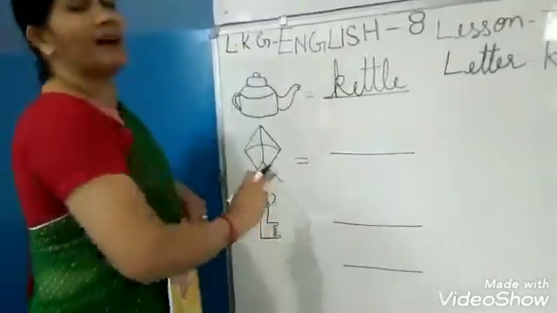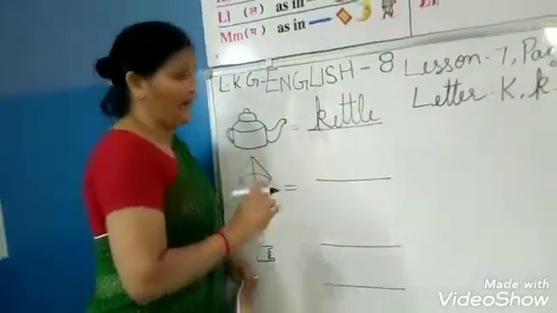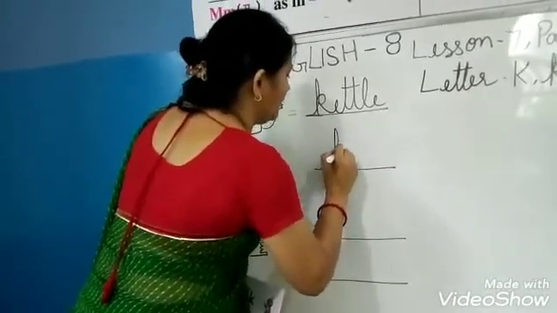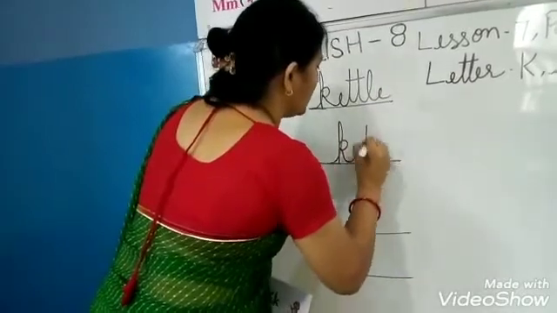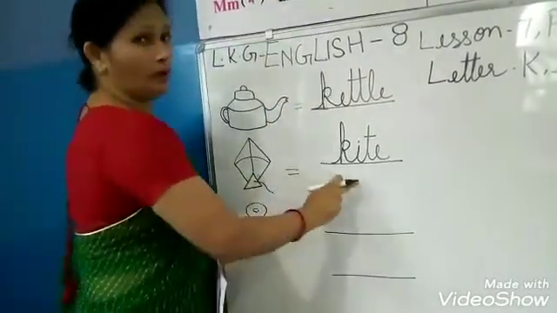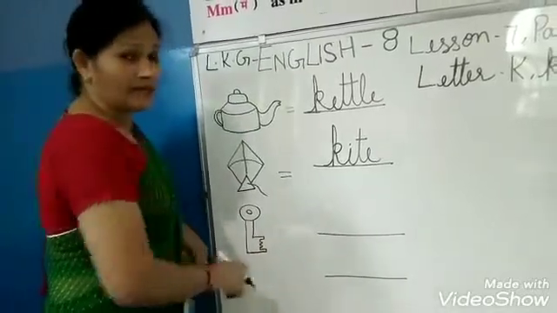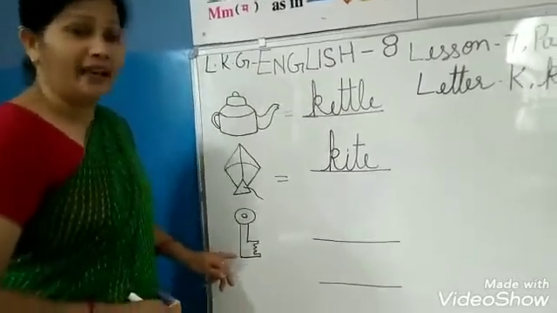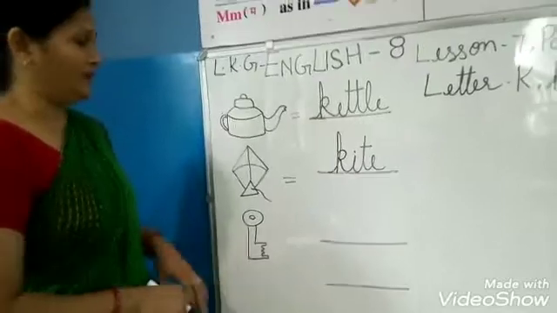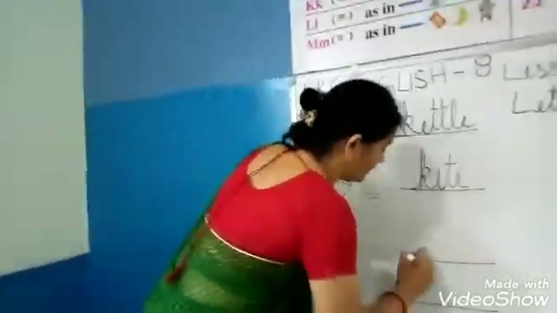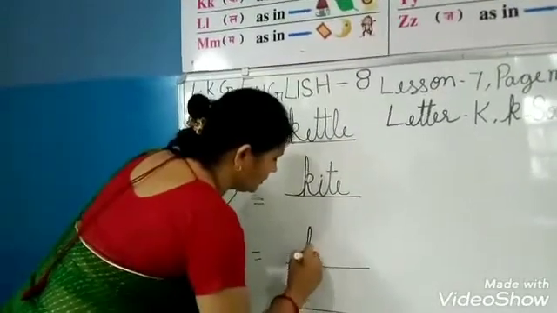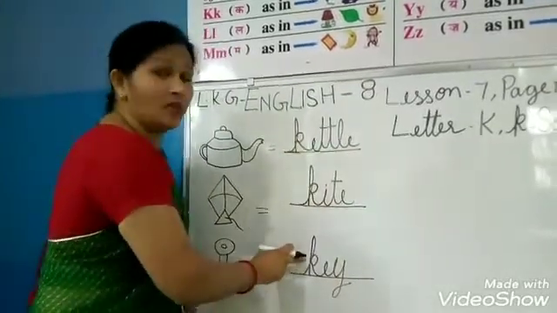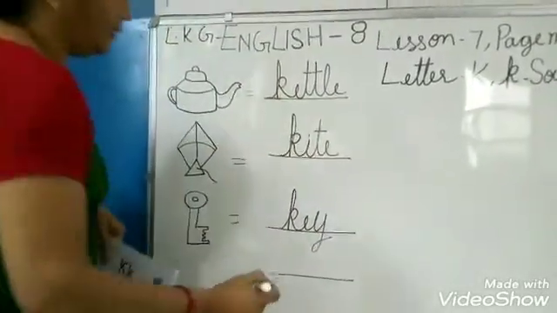this picture is kite. Okay, this picture is kite. So right here small letter k. K for kite. This picture is, children, this picture is key. Okay, this is key. So right here write in small letter, key.